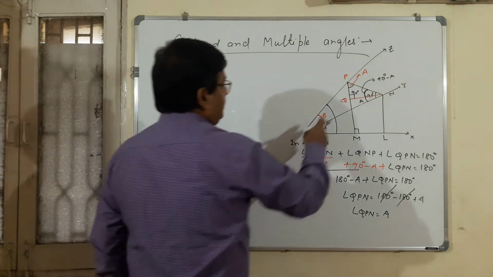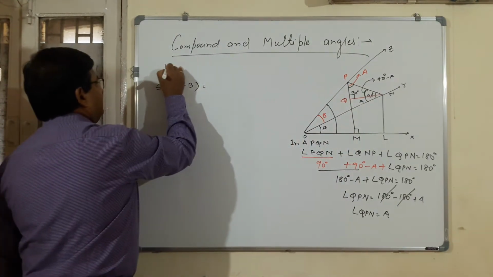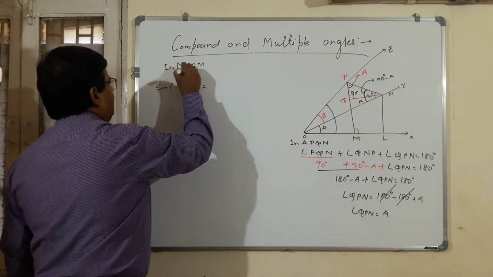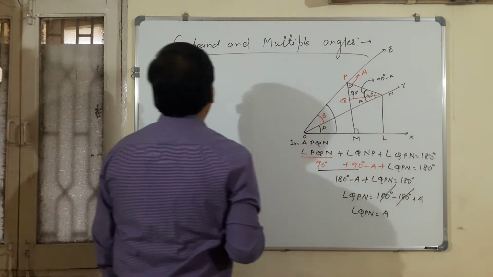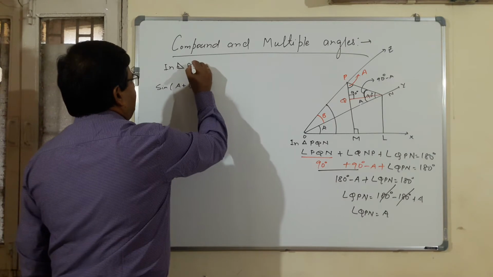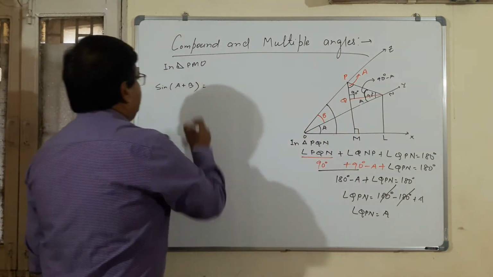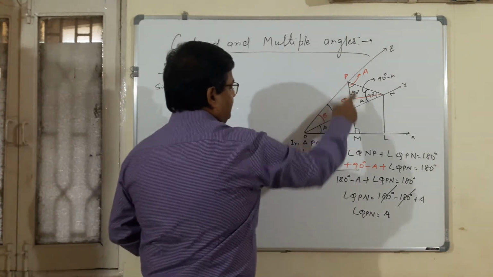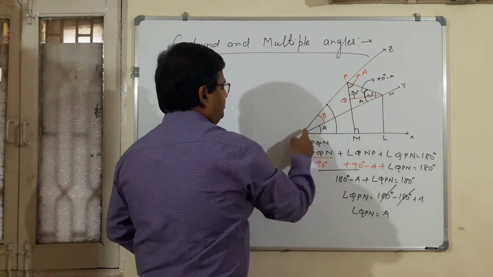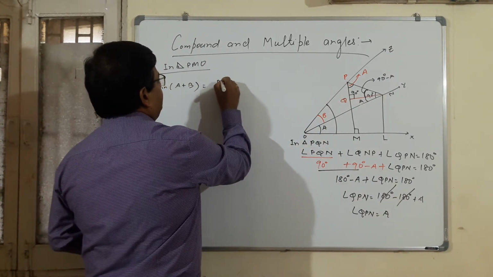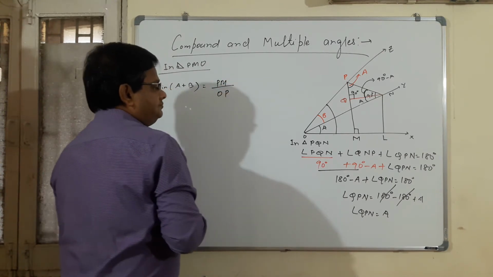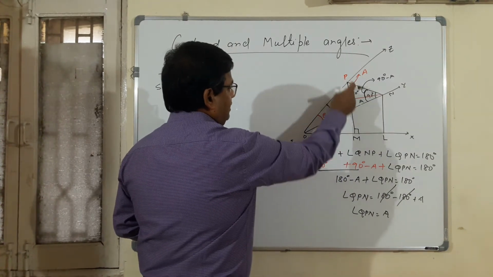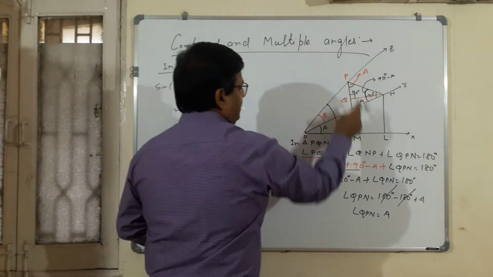So see here, in right triangle PMO, where M is the right angle, for this angle A plus B, PM is the perpendicular and OP is the hypotenuse. So we can write like this, PM over OP.